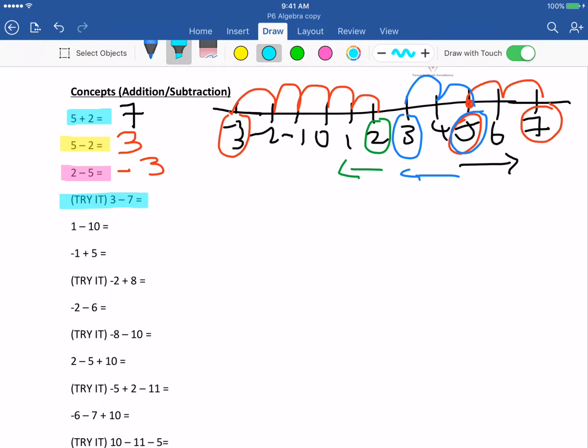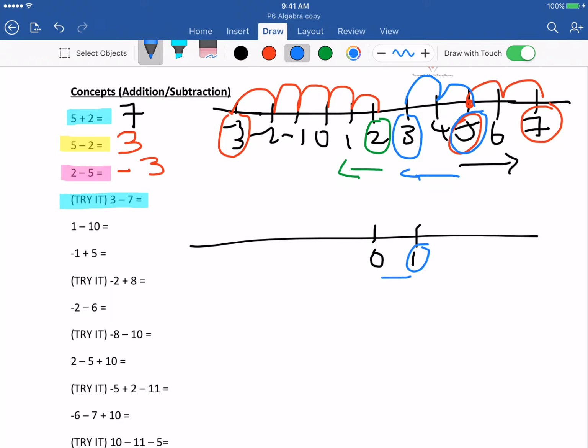Okay, next one. What would be 1 minus 10? Same logic, 1 minus 10, a number line. This is 0 and this is 1. Minus, you start with 1. You need to jump how many steps? Left, 10 steps. From 1 to 0 is only 1 step. So how many more steps must you jump left to achieve a total of 10 steps to the left? You need to jump a total of 9 more steps. So the answer will be negative 9.